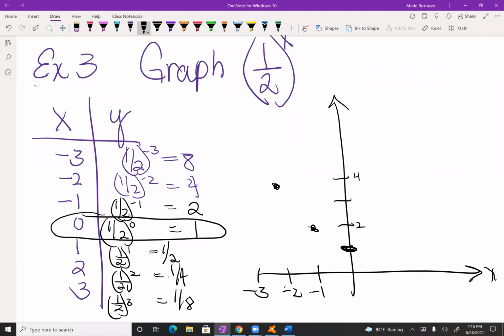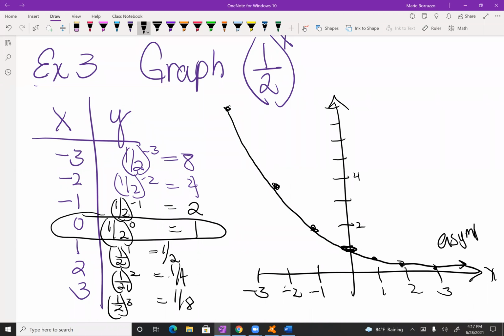And at -3, I'm going to be at 8. Somewhere up here. Notice that at +1, +2, +3, these are the fractional pieces. So that's 1/2, that's a 1/4, and that's an 1/8. And it keeps going in this direction. It decreases going this way. It's still asymptotic on this end. Asymptotic still goes through the point 0, 1 when x is 0.